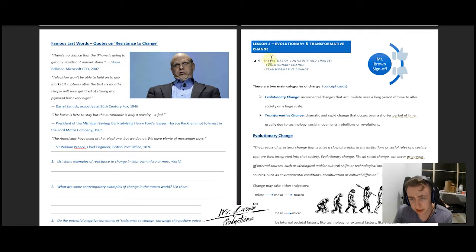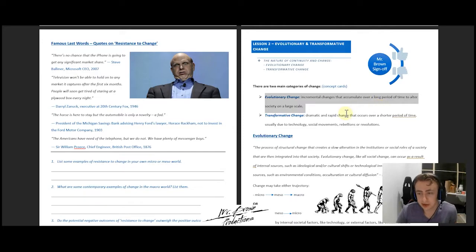So our dot points today are the nature of continuity and change, continuing on with that overarching dot point, and our two sub-points we're going to look at today are evolutionary and transformative change. There are two main categories of change according to the Society and Culture syllabus, and I would like you guys to record these on your concept cards, please. So the first concept we're going to look at is evolutionary change.